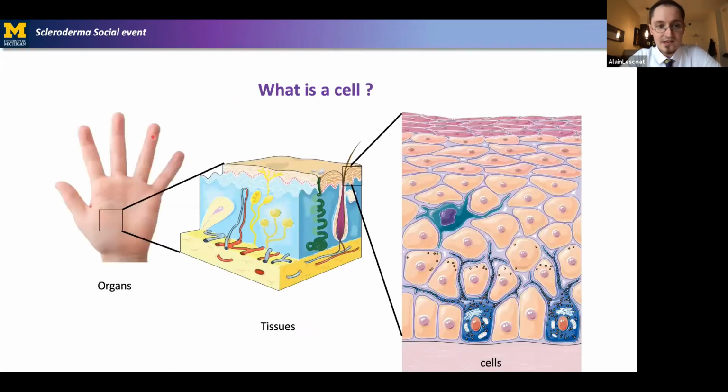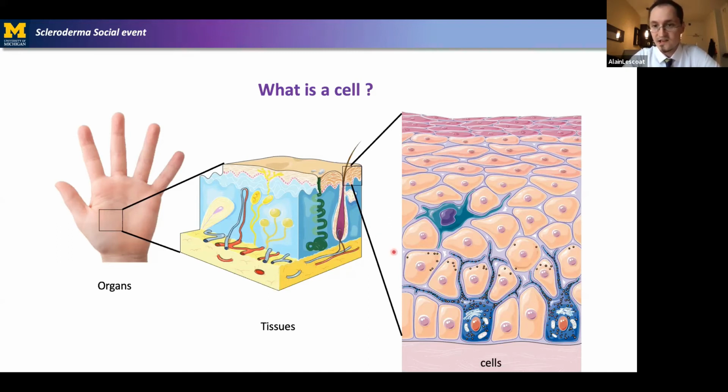Our body is composed of organs, for example here a hand, and the different parts or layers of an organ are called tissues. For example, in the hand you have the bone, the muscle tissue, and the skin tissues, which compose the different organs of our body. And the different tissues are composed of cells. Cells are little particles that together are responsible for the tissues.